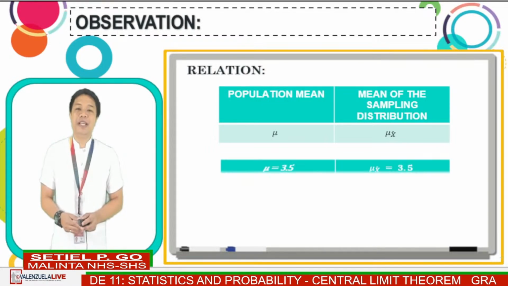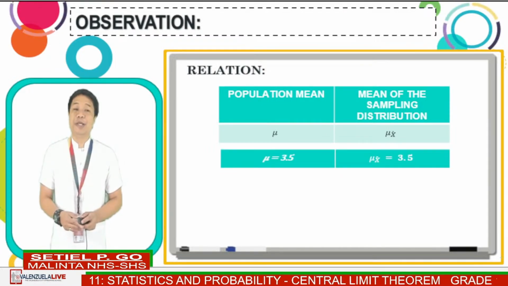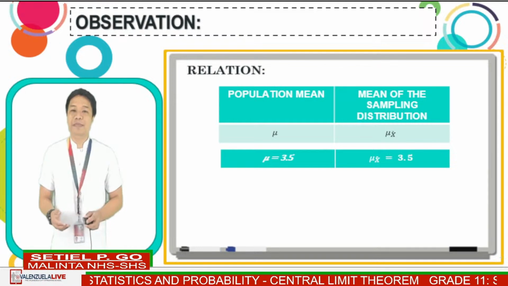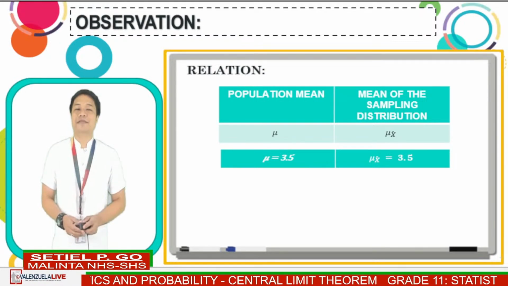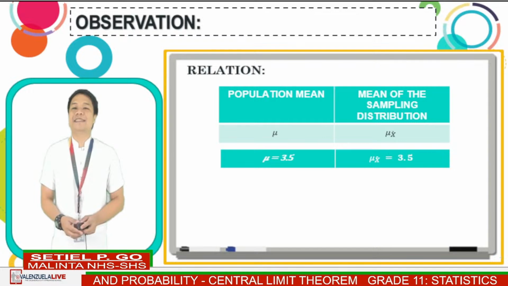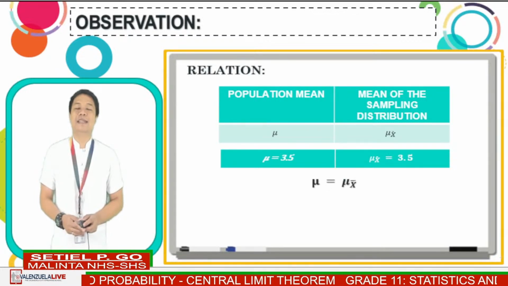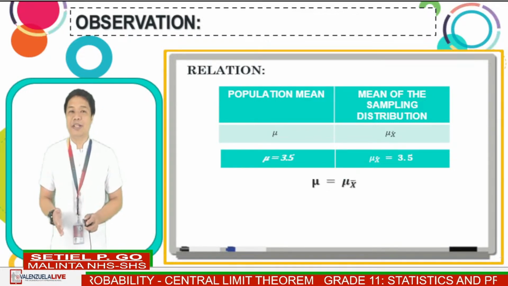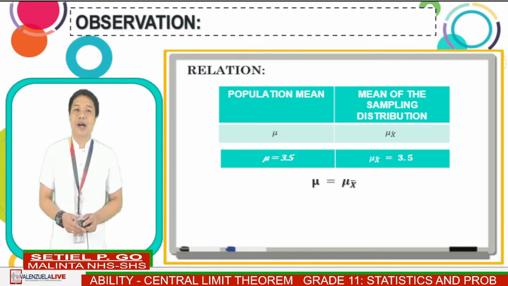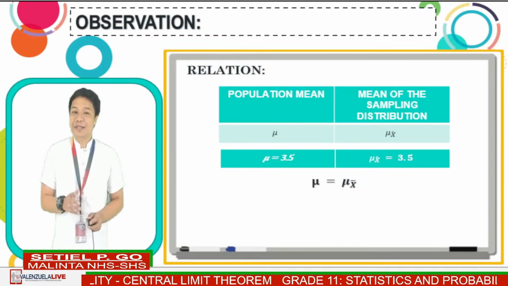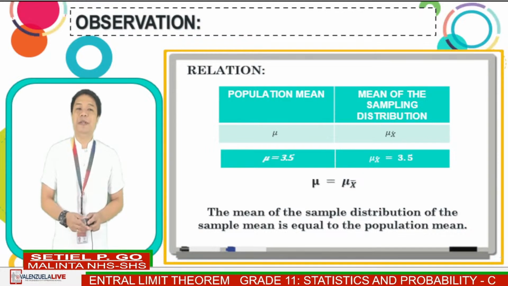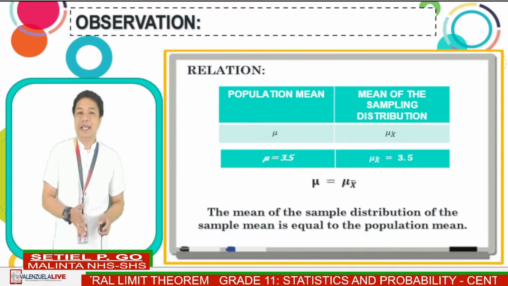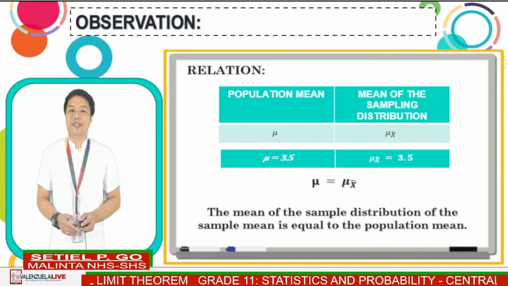We know that the mean of the population is 3.5, while the mean of the sampling distribution is also 3.5. You're correct. If your answer is the mean of the population is equal to the mean of the sampling distribution, then you are correct. Because the mean of the sampling distribution of the sample mean is equal to the population mean.